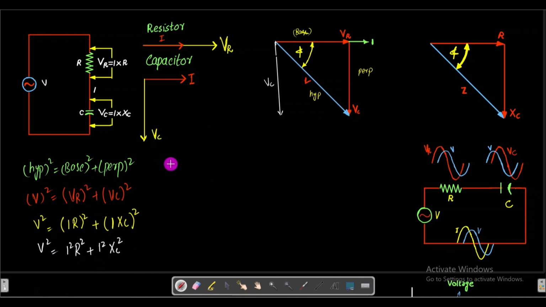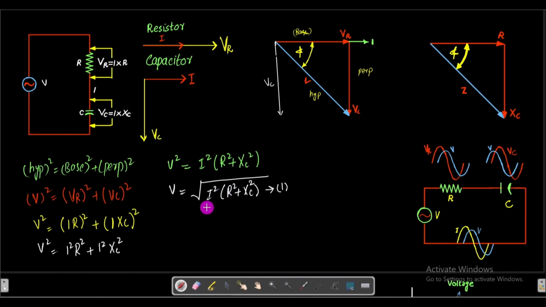So the equation becomes: V square is equal to I square, which will be common, times R square plus XC whole square. We will take the square root on both sides. So this will become V equal to square root of I square into R square plus XC square. This is the magnitude of the resultant voltage.